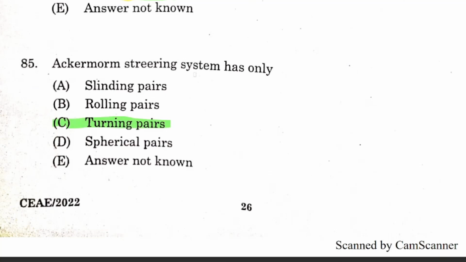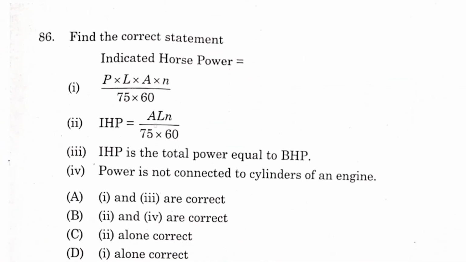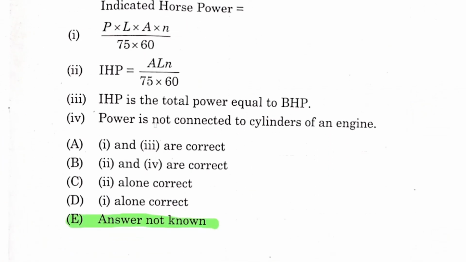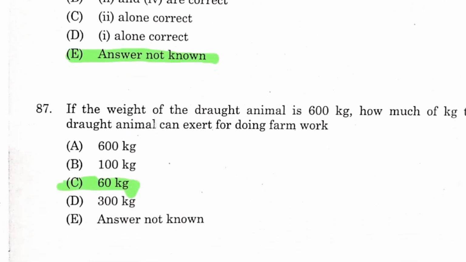Ackerman steering system has only turning pair. So it only has turning pair. Next, find the correct statement. So here, option number E is correct.